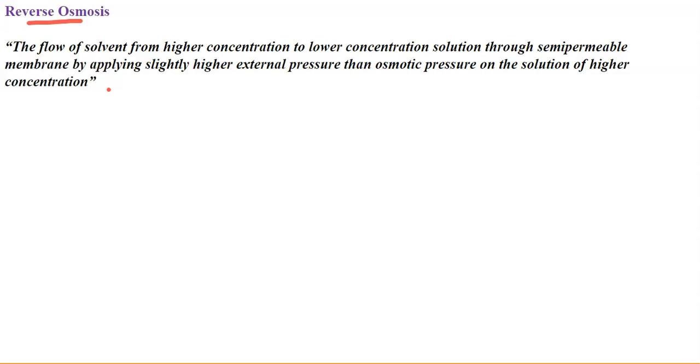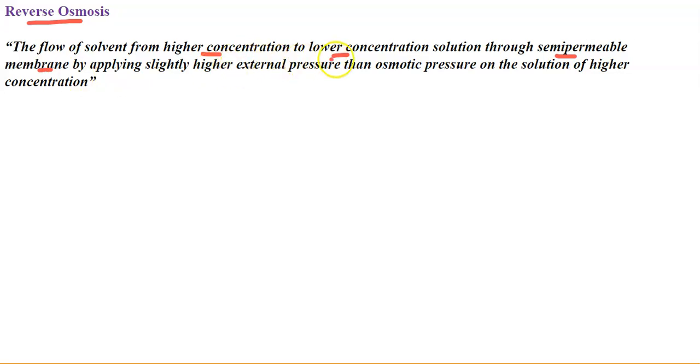So while looking at the definition of reverse osmosis, we need to understand that there are two solutions of different concentration. One is of higher concentration, another is of lower concentration, and they are separated through a semi-permeable membrane. So semi-permeable membrane is made up of biological material, and in softening of water, in treatment of water, one example of such semi-permeable membrane is polyvinyl alcohol.